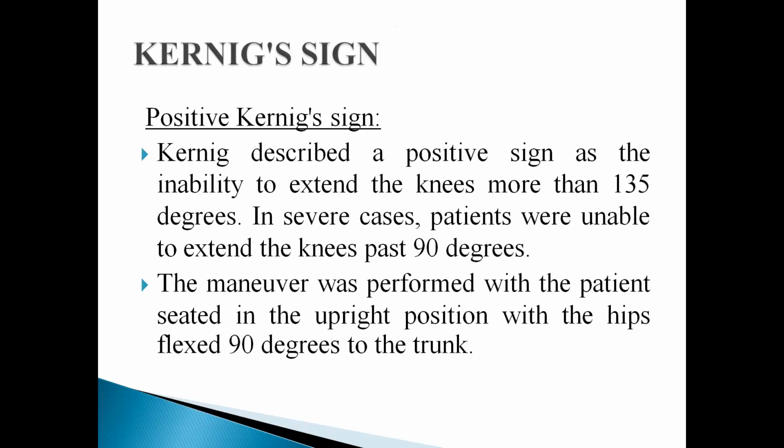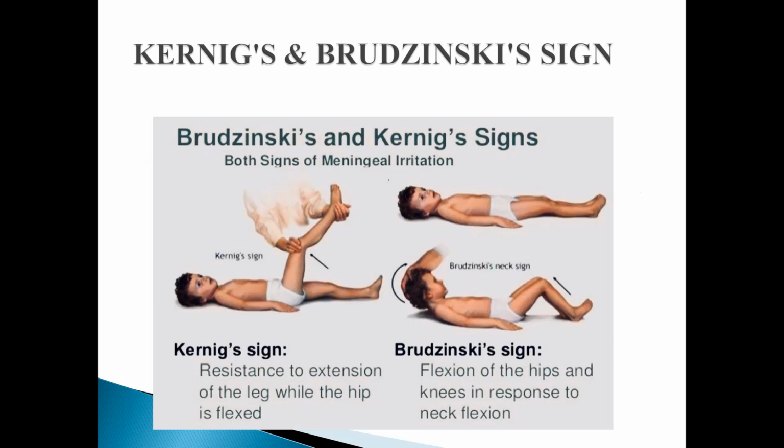So what is considered a positive KERNIG'S sign is if there's an inability to extend the knee beyond 135 degrees. In severe cases, the patient will be unable to extend the knees even beyond 90 degrees itself. The maneuver was performed with the patient seated in the upright position with the hip flexed to 90 degrees to the trunk. This is a picture depicting both the signs.